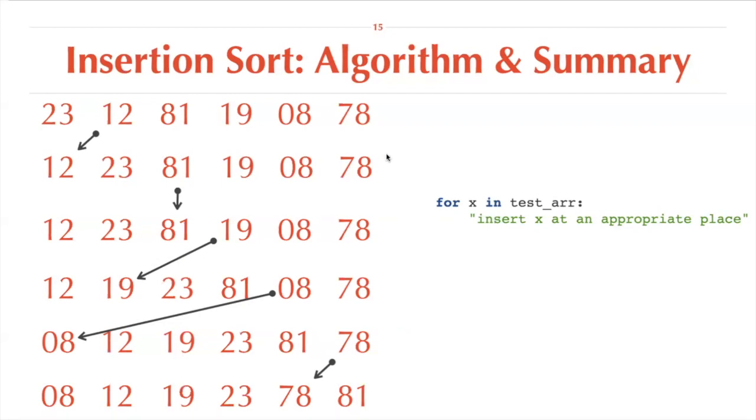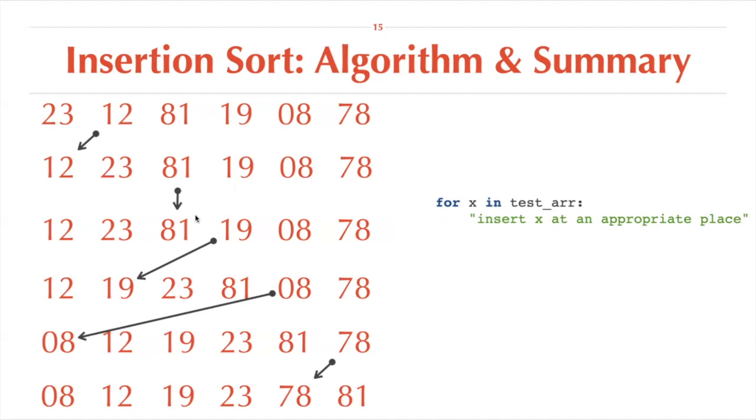So we can say there is a for loop: for each x in the test array, insert x at the appropriate place. So what it means is, in the test array, it will work for all the elements, starting from 2 to n. So the loop will run for all the elements. If the number of elements is n, the loop will run n times. And then what will happen? First, the 12 will be swapped. So it will come here. Then the next step, 81 will be here only. It will be compared with it only.